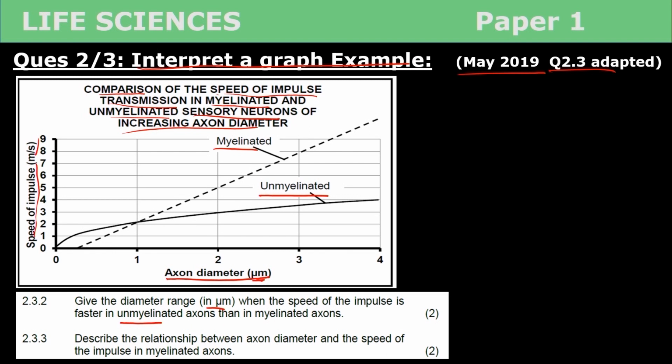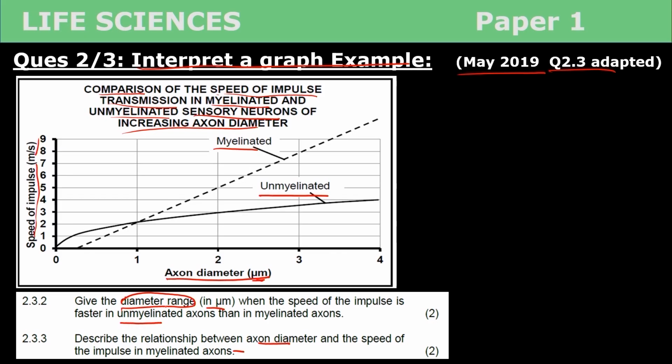Give the diameter range in micrometers when the speed of the impulse is faster in unmyelinated axon than in myelinated axon. What are they asking for? Diameter, range. The second question: describe the relationship between the axon diameter and the speed of the impulse in your myelinated axon. So let's quickly check the first one.